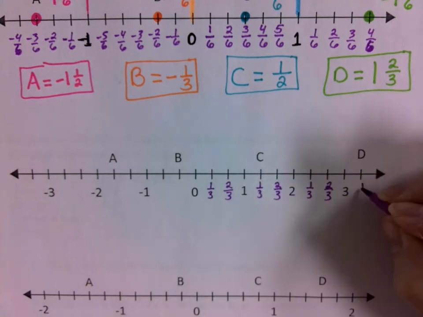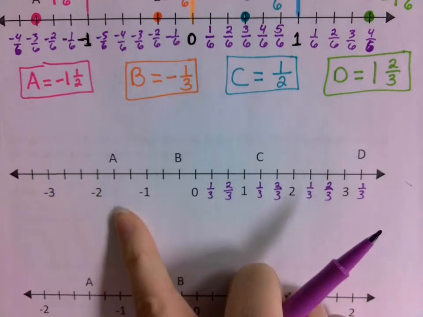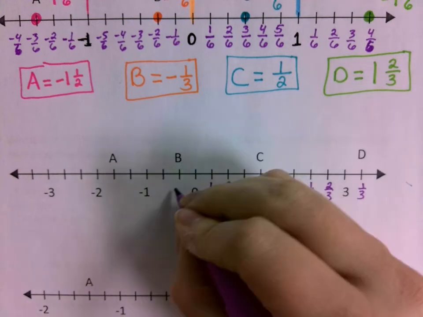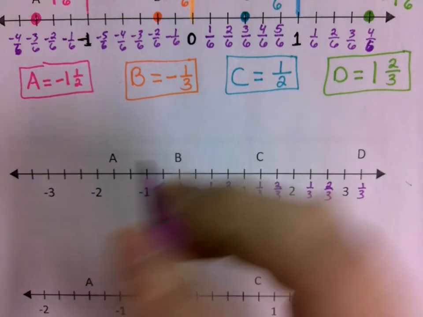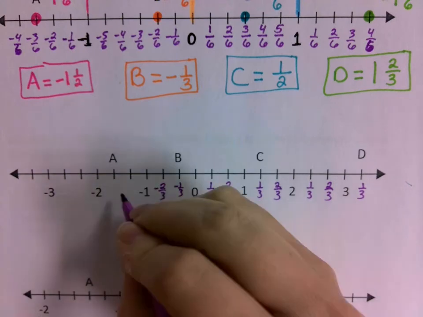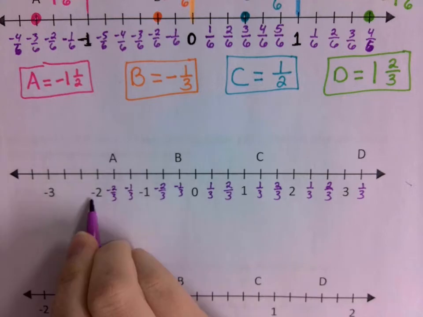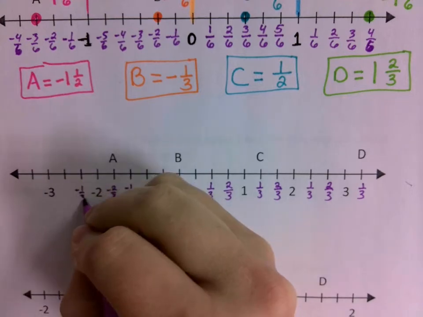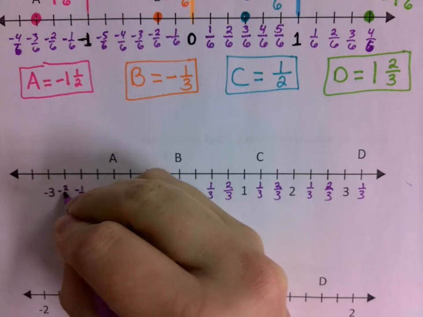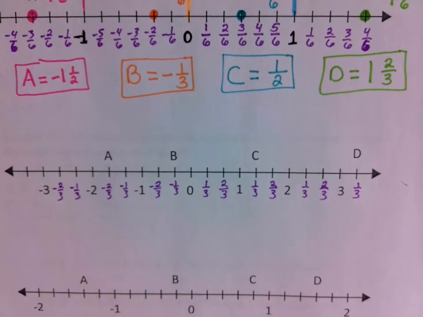Obviously, anything to the left of 0 is going to be the negatives. So we'll have -1/3, -2/3, -1. Then we have -1/3, -2/3, and then -2. Then we've got negative 1/3, negative 2/3, and then we'll have a whole number of negative 3. Okay, so that means each of these is split into different segments.